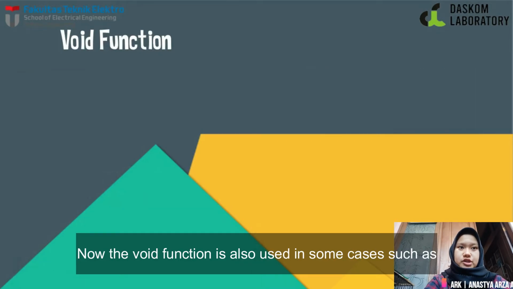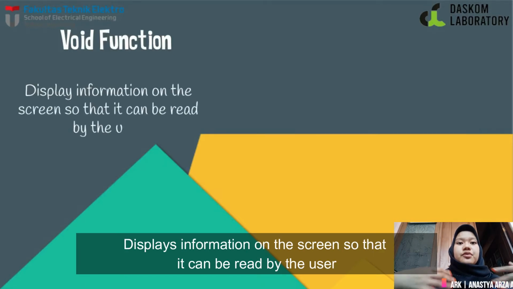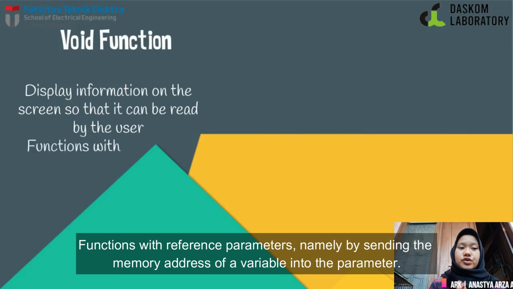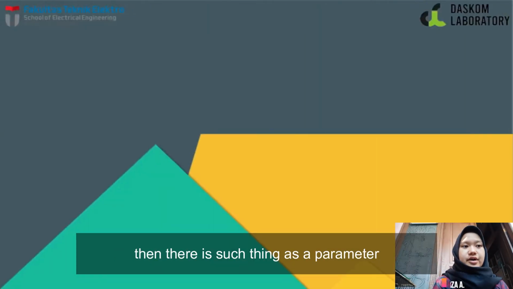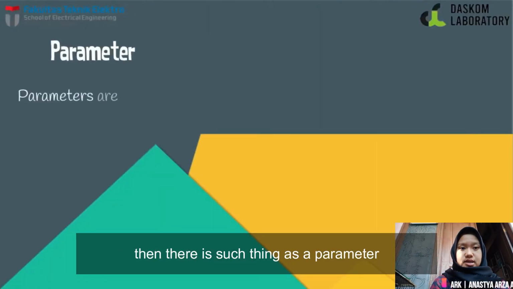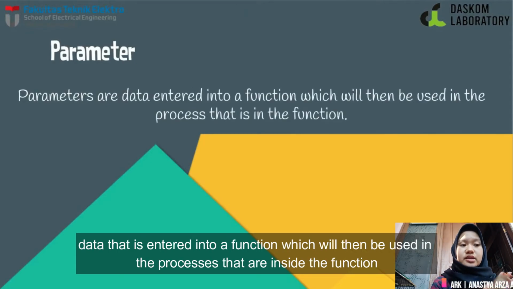Now, the void function is also used in some cases, such as: 1. Displaying information on the screen so that it can be read by the user. 2. Functions with reference parameters, namely by sending the memory address of a variable into the parameter. Then there is such a thing as a parameter. What is a parameter? A parameter is data that is entered into a function which will then be used in the process that is inside the function.